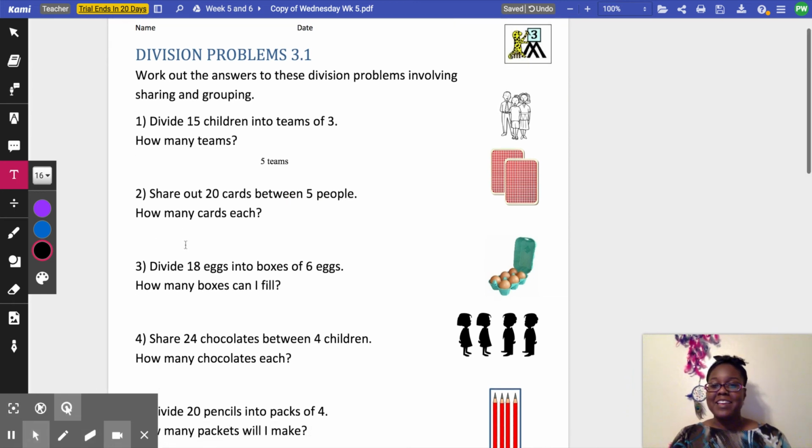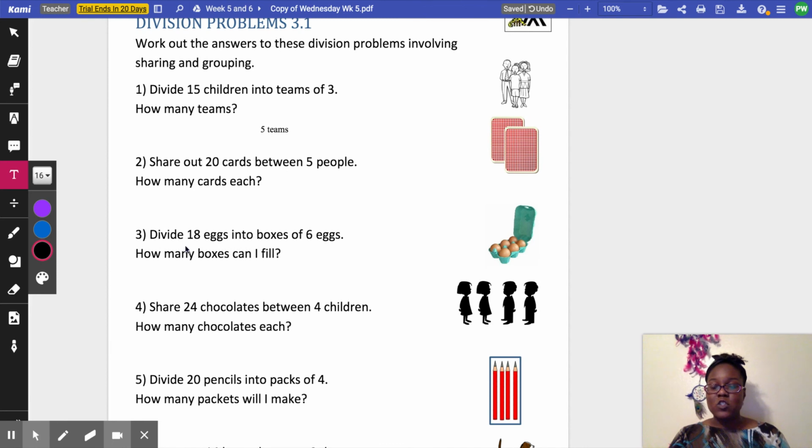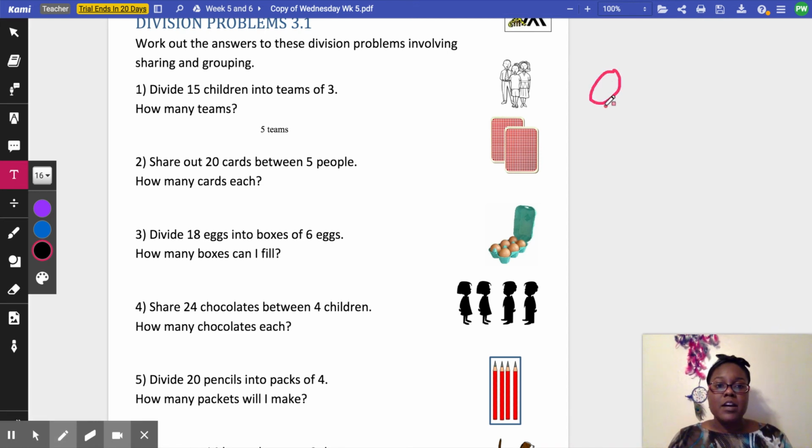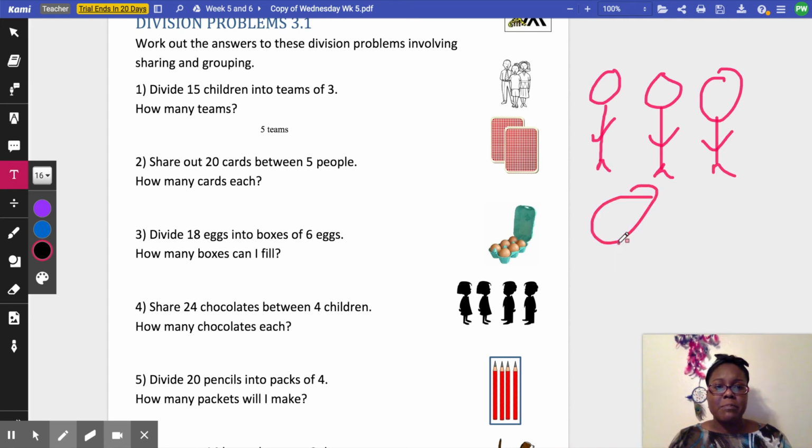All right. Number 2. Share out 20 cards between 5 people. How many cards each? So I'm going to draw 5 people. So here's person number 1. My stick people aren't very good. Person number 2. Boom. Person number 3. Person number 4. Ooh, that person has a really large head. Maybe they're really smart. And person number 5.